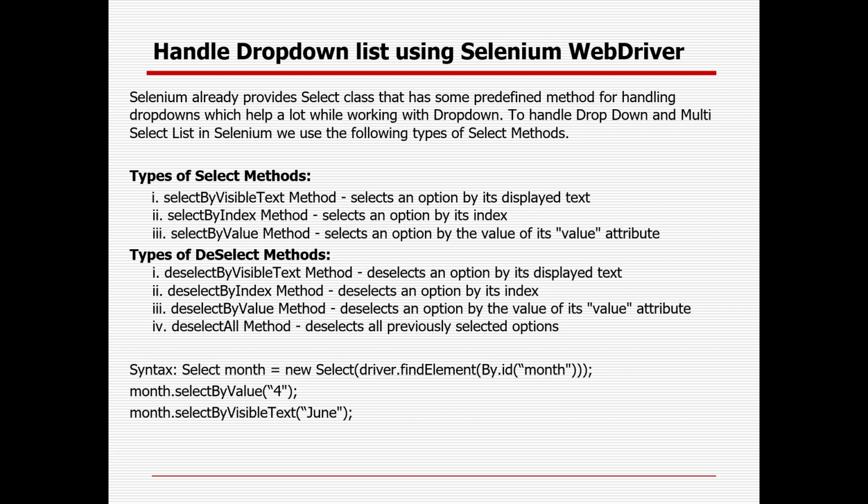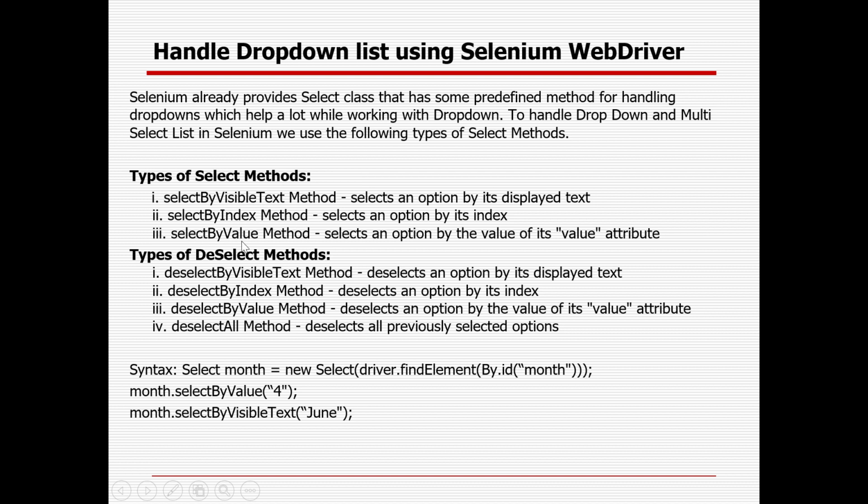In case it's a drop down, you cannot handle it the normal way. Selenium has some features through which you can handle a drop down or select box. Selenium already provides a Select class, which has predefined methods for handling drop downs, which helps a lot. To handle drop down and multi select list in Selenium, we can use the following methods: select by visible text, select by index, and select by value.